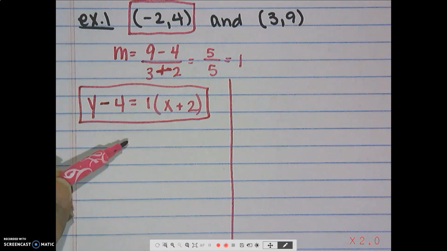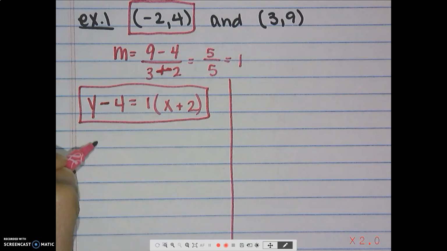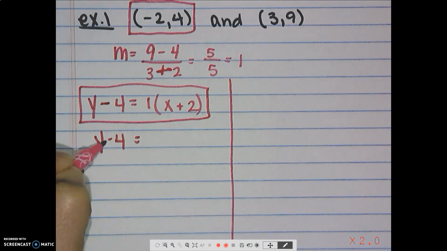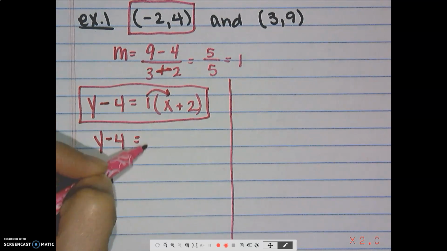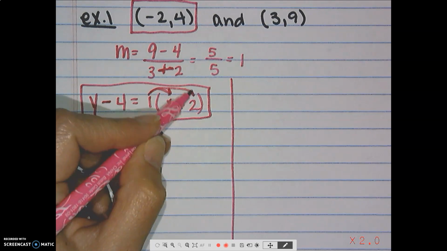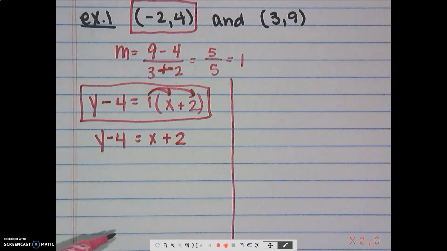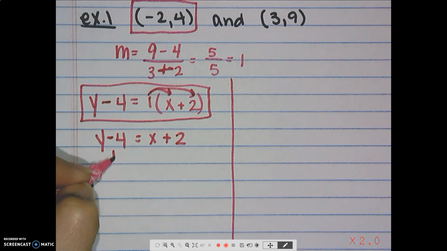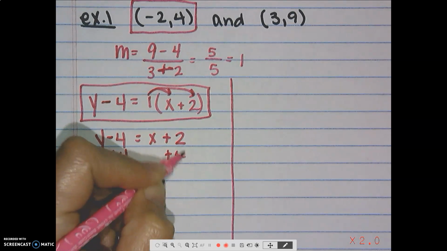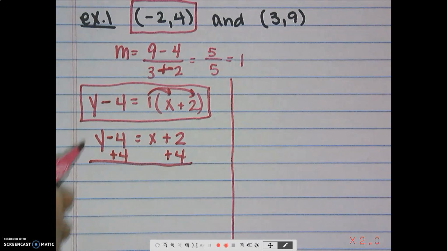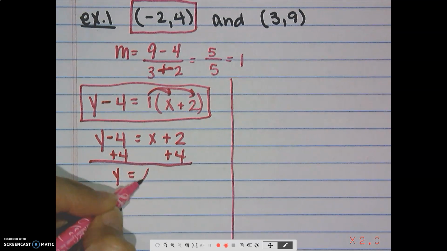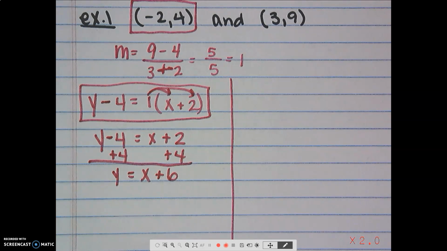The other part of our answer is to get this into slope-intercept form. So we're going to keep the y minus 4. We're going to distribute that 1 through. 1 times x is x. 1 times 2 is 2. That is not slope-intercept form because y is not by itself, so we're going to add 4 to both sides. The 4 is like terms with that 2. So now we have y equals x plus 6.